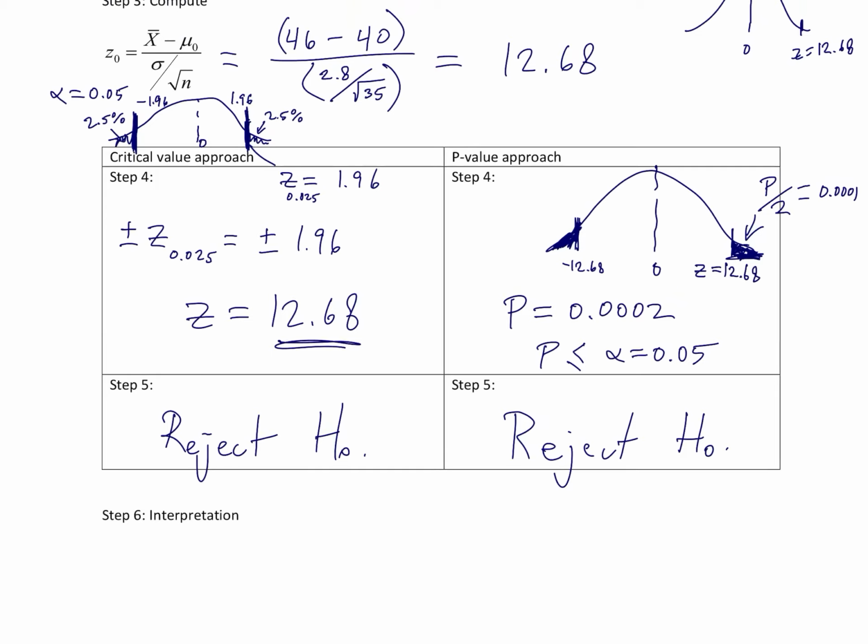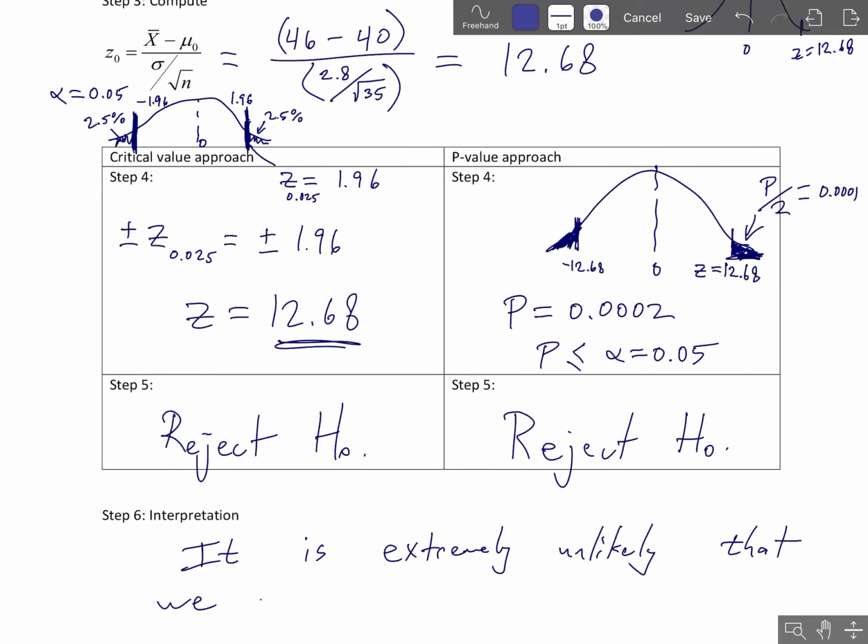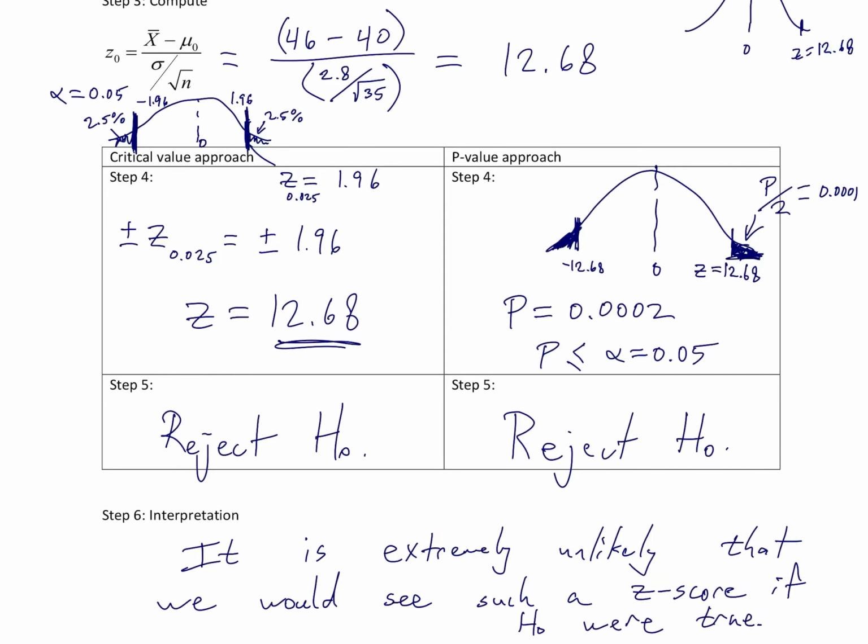And then if you'd like an interpretation, you can use the percentage interpretation that I gave a second ago, which is that there's only a 0.02% chance that you would get such an extreme z-value if the null hypothesis was true. But if you'd like, you can just abbreviate that and say it is extremely unlikely that we would see such a z-score if H naught were true.